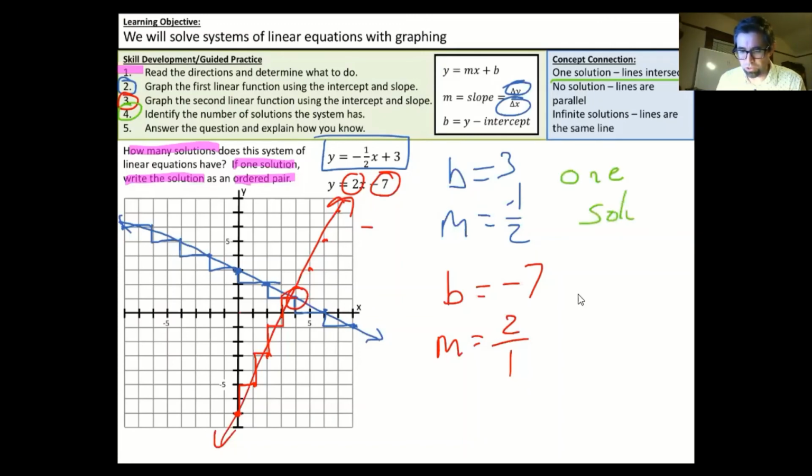So I'm going to write one solution here. And then the last thing I'm going to do is, what is that one solution? What is that point of intersection? Well, we always write our points as x, y values. So let's find this point right here of intersection. The x value is 1, 2, 3, 4. So for x, I have 4. And for y, I have to count up 1, so it is positive 1. So this system of equations has one solution, and that one solution is at (4, 1).